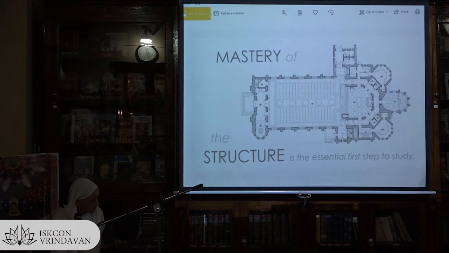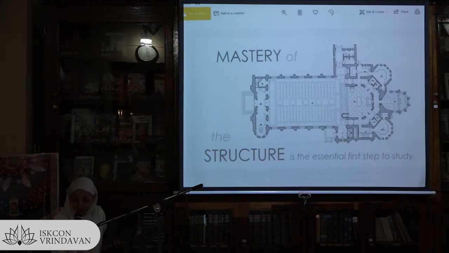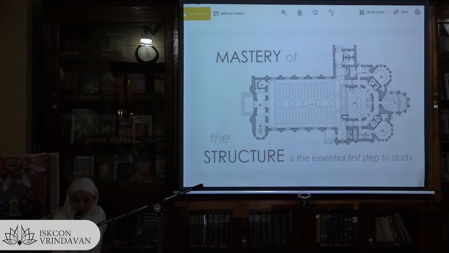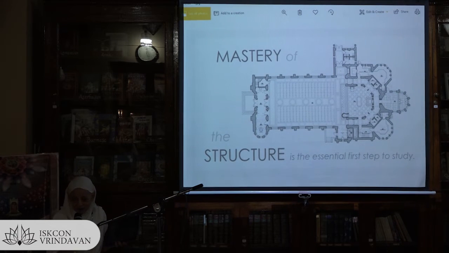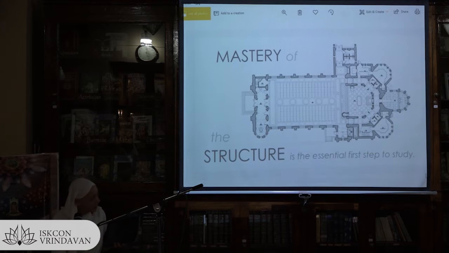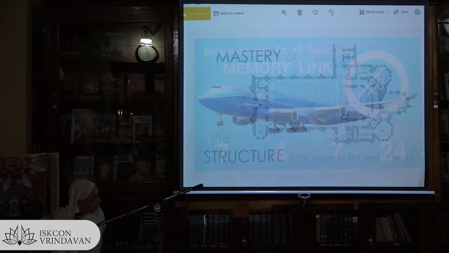Structure. This is an architectural drawing of St. Peter's in Rome. Now, the architect knows where everything is. If you look at the outside of that building, you won't have a clue. But if you know the structure of this chapter, you'll have a clue as to what's in it. Okay, next. That was the theme slide.